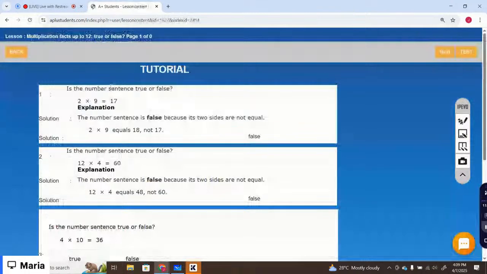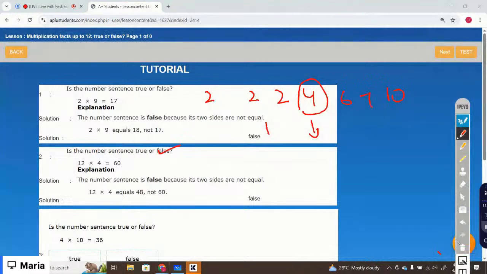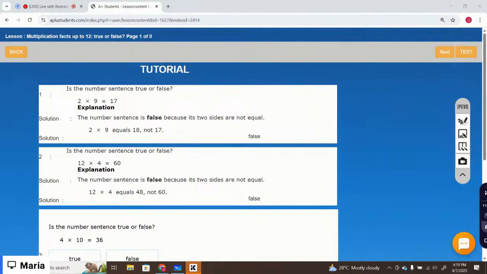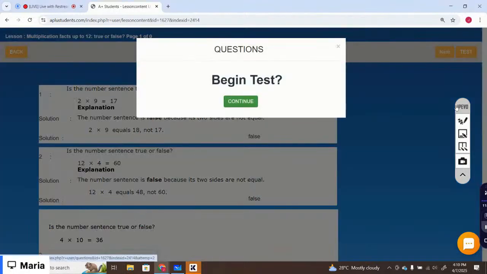Is the number sentence true or false? 2 times 9 equals 17. 2 times 9 is 18, and 18 is not equal to 17. So when both sides are not equal, that means false it is. Let's just start with the test questions.